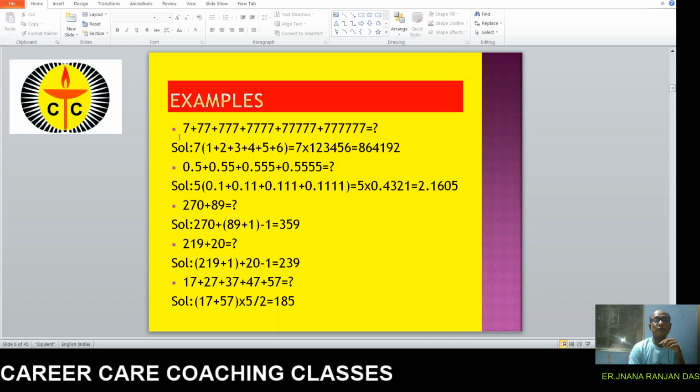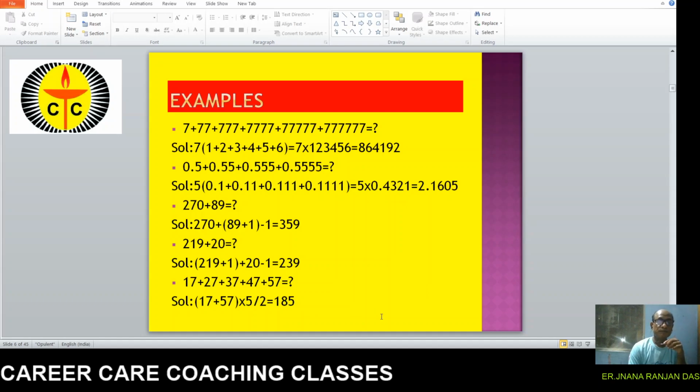In your traditional method, if we add these numbers to get the answer, it is too time consuming. So suppose in place of 7, the digit 5 is there: 5 plus 55 plus 555 plus 5555. Similarly, for the sum of any number of digits, if the sequence is like this, we can work it out. We can solve this problem.